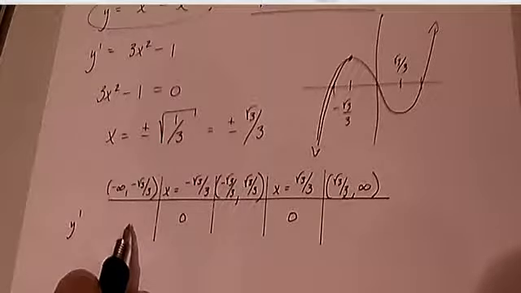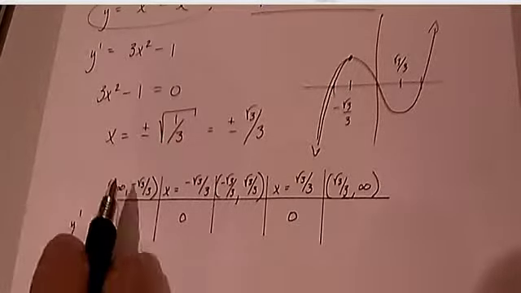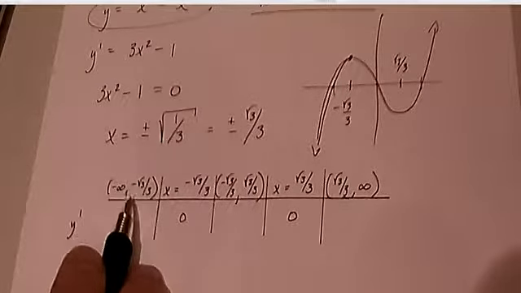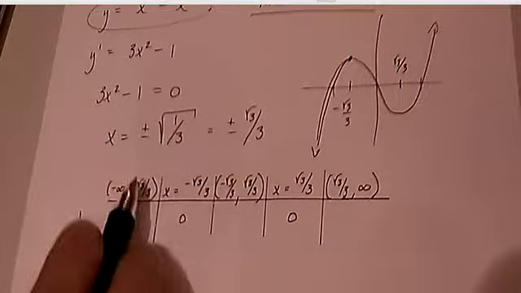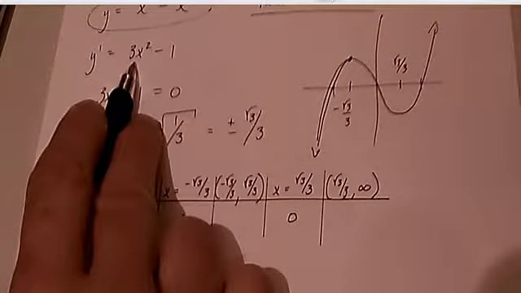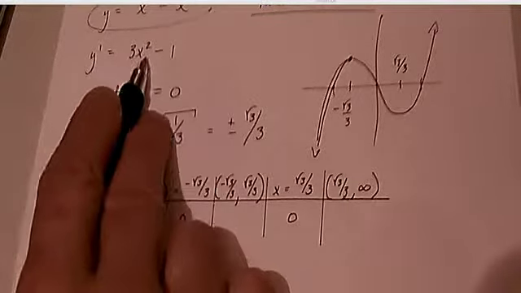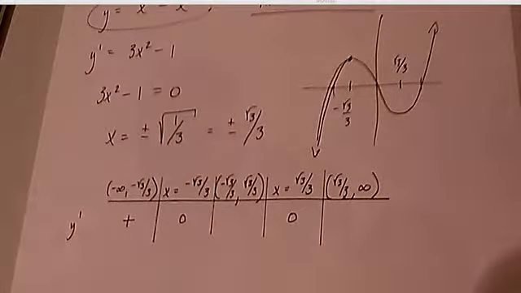Well, just like you always did with sign charts, you basically plug in a representative point, okay? Well, you happen to know that that has a magnitude of less than 1, so -1 is on this interval. What happens when I plug in -1 into the derivative? Well, -1 is going to get squared. It's going to be +1 times 3 is 3 minus 1 is 2, so it's positive. So I know that the derivative is positive on that interval.